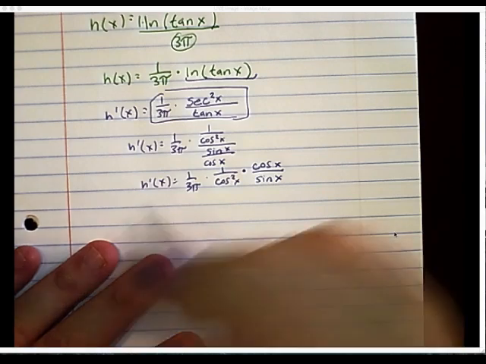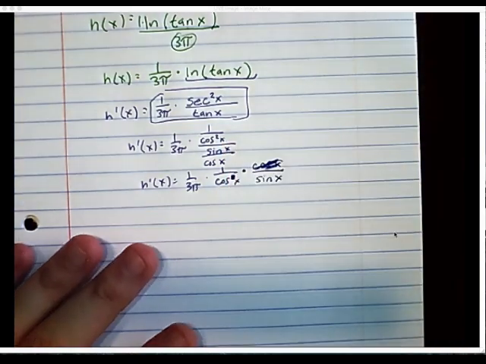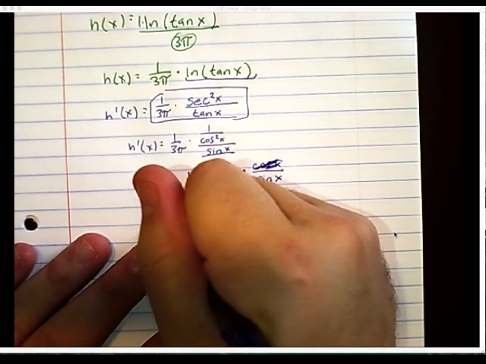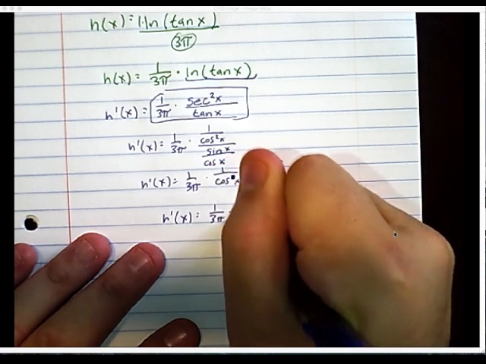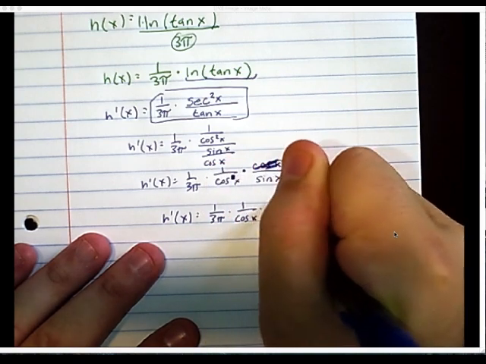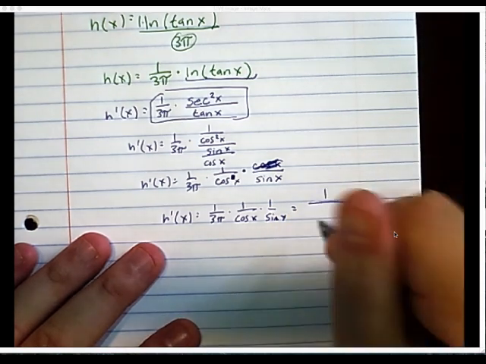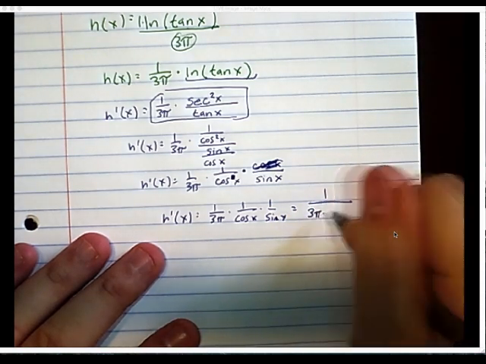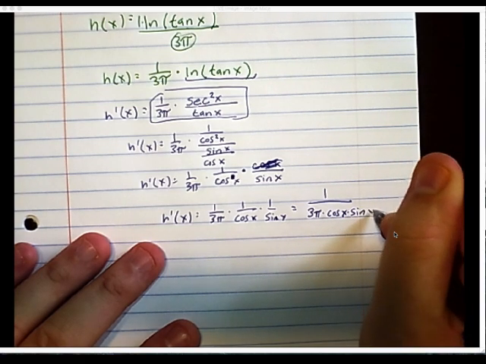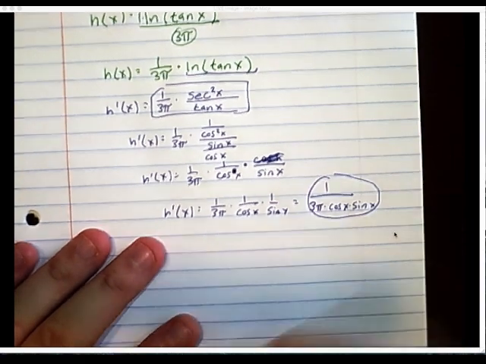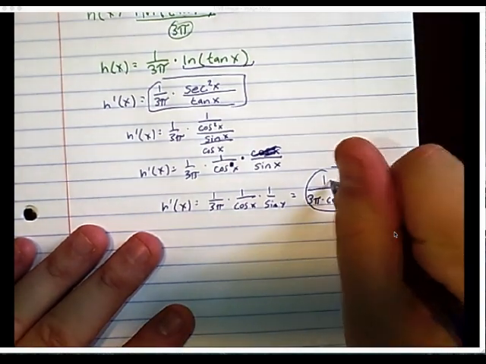So when that happens, this cosine of x cancels one of the cosine of x's on the bottom. So what we really have here is 1 over 3 pi times 1 over cosine of x times 1 over sine of x. So the answer could be written as 1 over 3 pi times the cosine of x times the sine of x. So the answer might be written like that. Okay. Or the answer could be written a little bit differently.